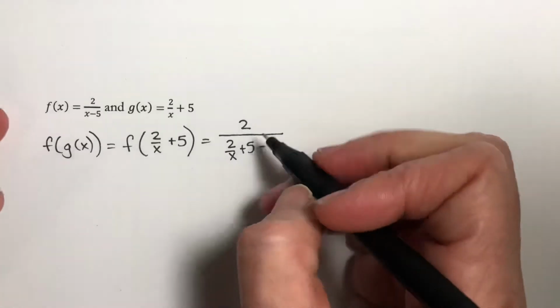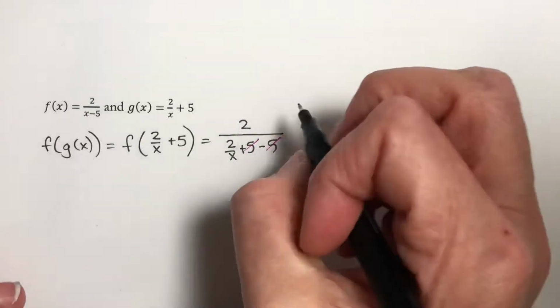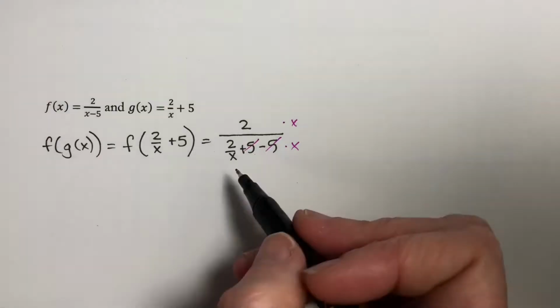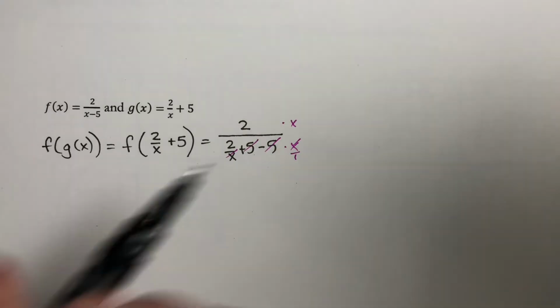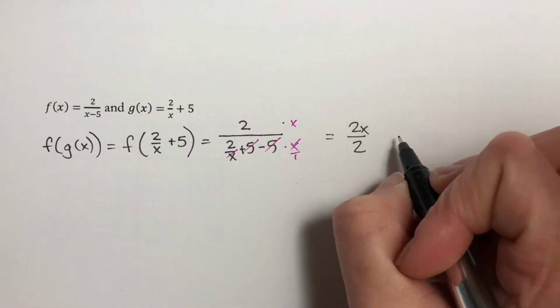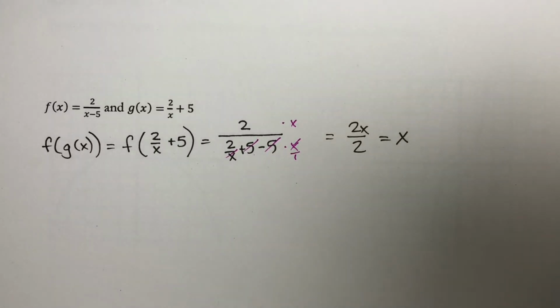Now what happens here? Our 5's cancel out. So right now I have 2 over x. I'm going to multiply top and bottom here by an x to make this go away. So this is x over 1 down here. Those are going to cancel. So when I do that, I get 2x over 2, which is x. So it does work in that first direction.